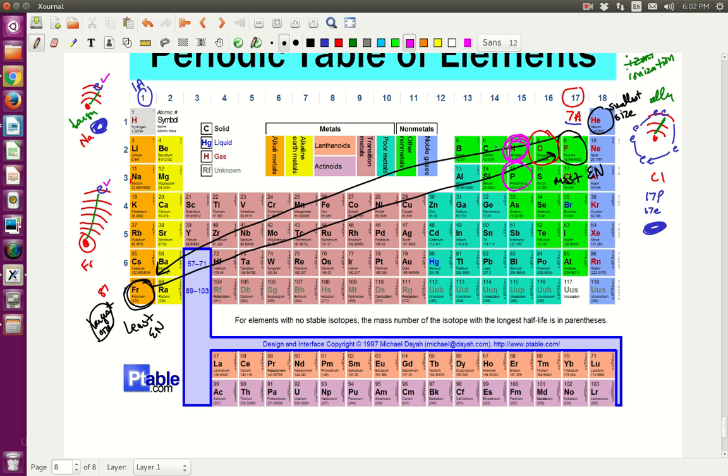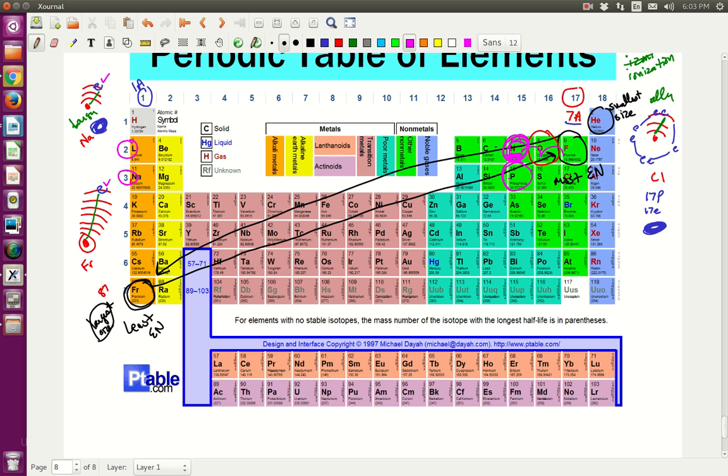All right, which one's more electronegative? Well, which one's closer to fluorine? Or which one is smaller? Nitrogen. Nitrogen is 2 steps from fluorine. Phosphorus is not too far, but phosphorus is bigger. It has 3 energy levels, and nitrogen only has 2.